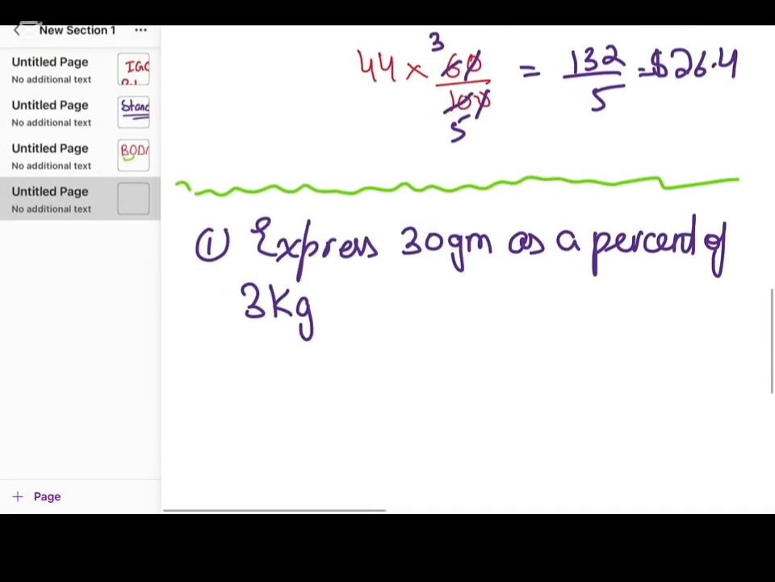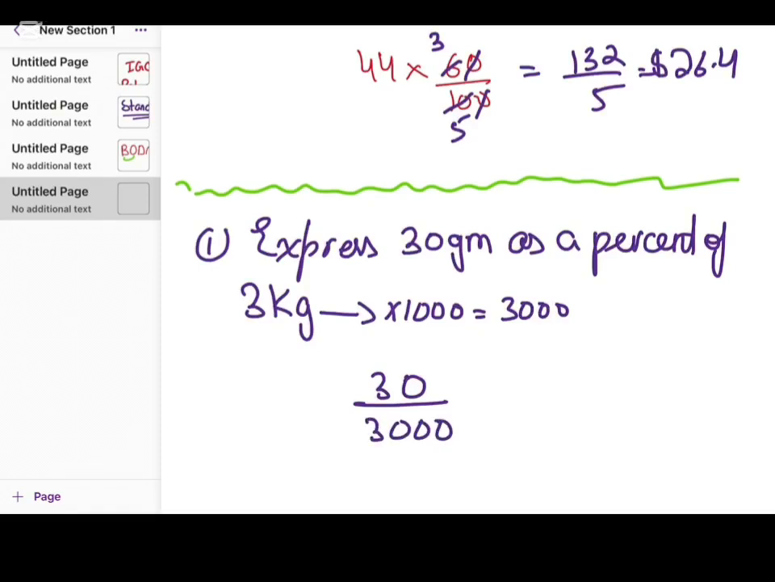So now what will we do? 30 gram as a percent of 3 kg. So we have 30 gram divided by 3 kg. We will convert kg into gram by multiplying by 1000. So this will become 3000. Okay, we have done the unit conversion in the previous lecture. So I hope everything is clear.